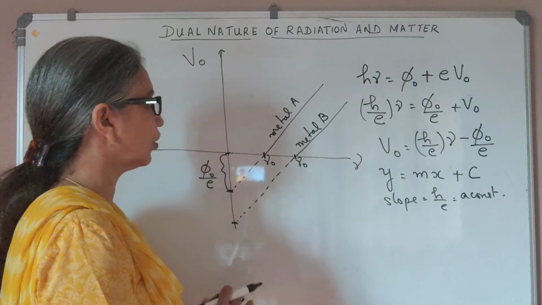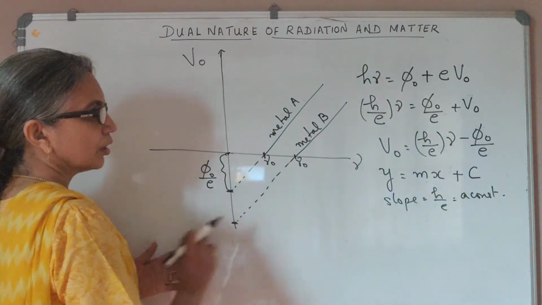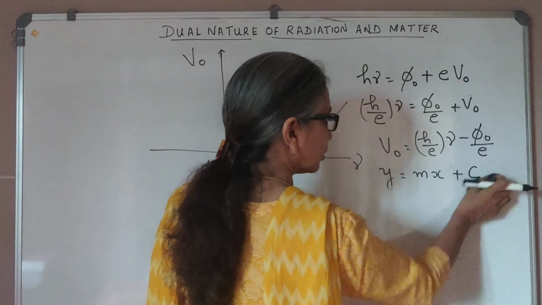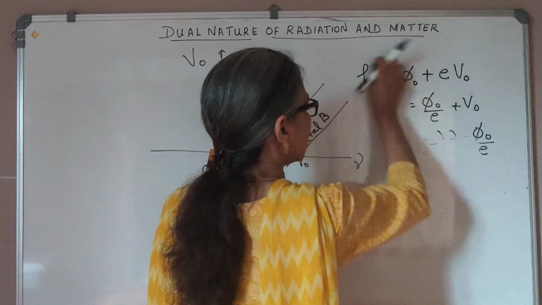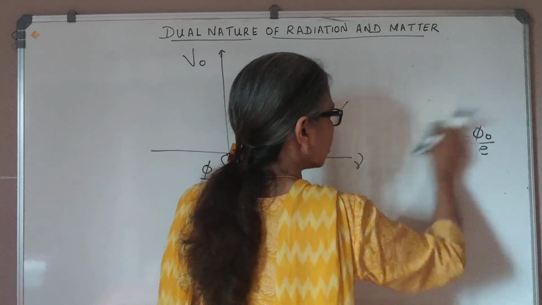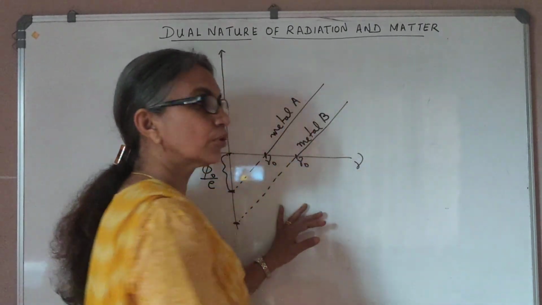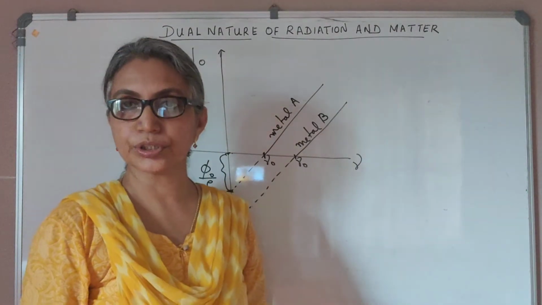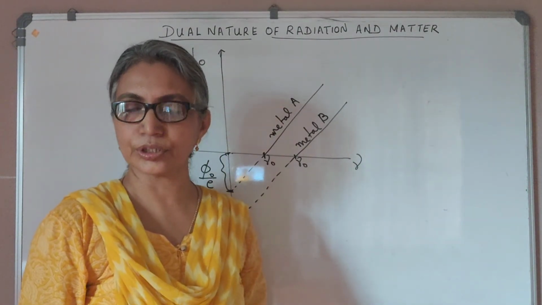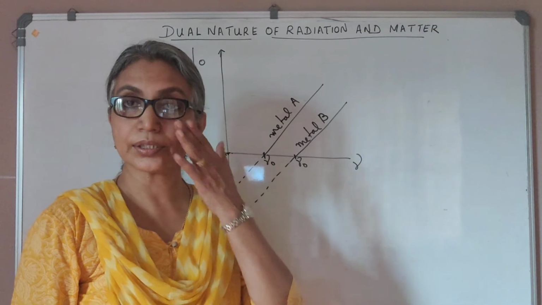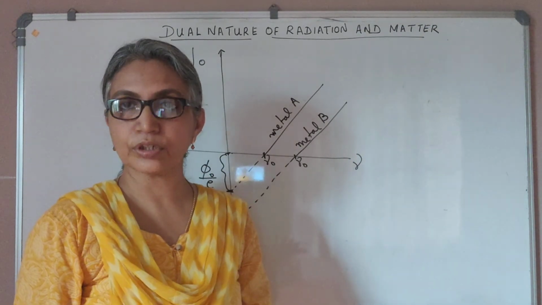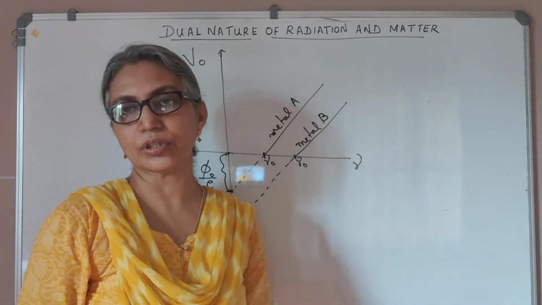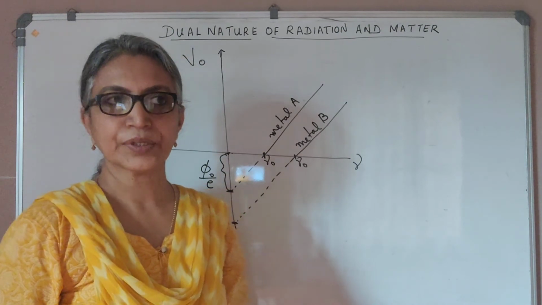So from all these discussions, we have arrived at certain conclusions. From the first graph, what we arrived at, our conclusion is that the photoelectric current is directly proportional to the intensity of the incident radiation. I repeat, because the intensity determines the number of photons, therefore number of photoelectrons, and therefore the photoelectric current.